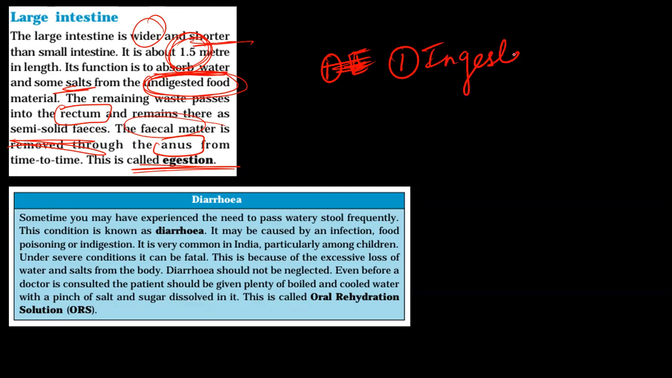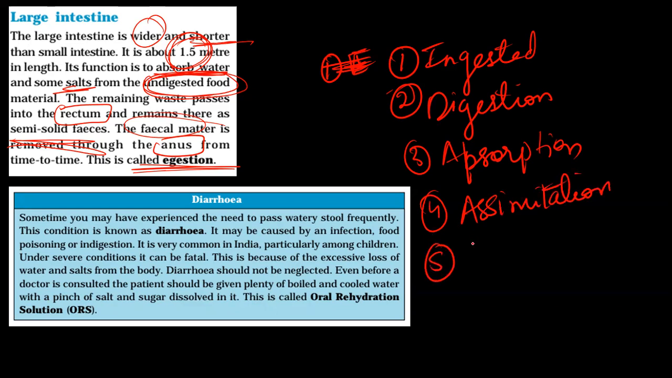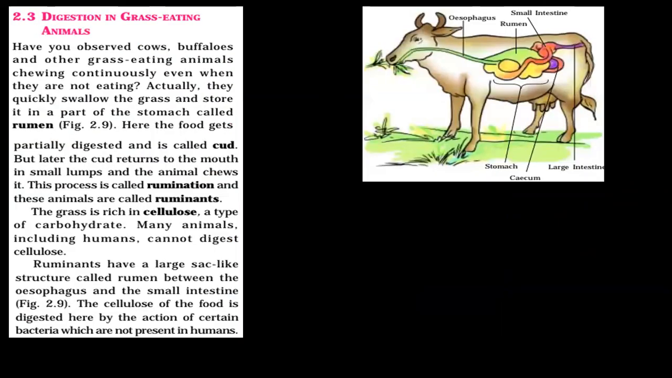This is ingestion, then we have digestion, then we have absorption, then we have assimilation, and then finally we have egestion. So first, ingestion takes place in the buccal cavity. Digestion gets completed in the small intestine, absorption also, and assimilation takes place in various parts of the body. Then egestion finally happens through the anus.